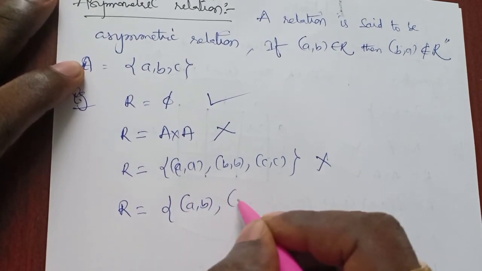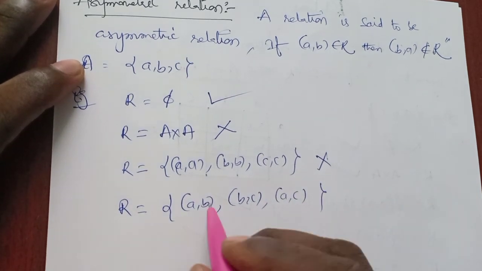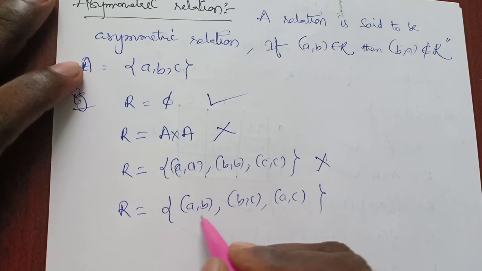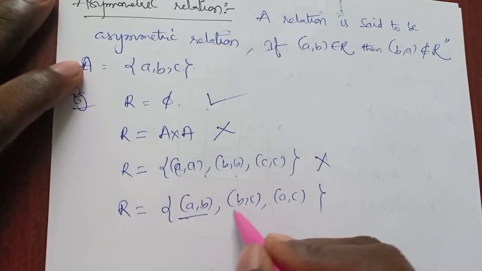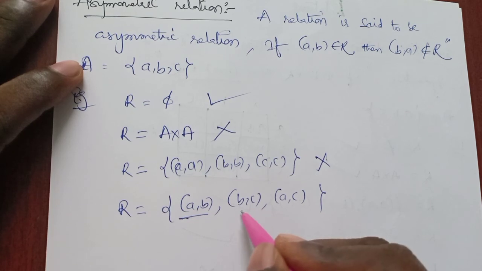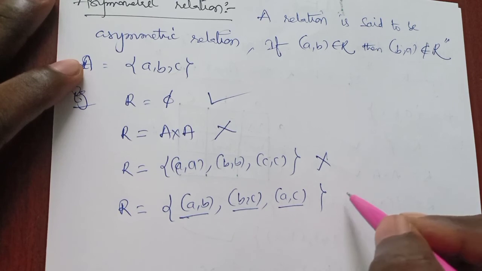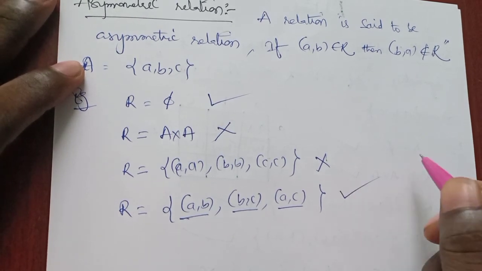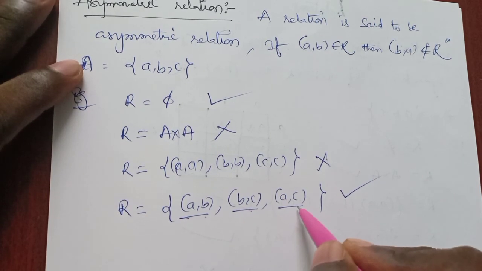Next, (A, B), (B, C), (A, C). Clearly here (A, B) is there but not (B, A), so no problem. (B, C) is there but not (C, B), so no problem. (A, C) is there but not (C, A), no problem with this. So clearly it is an asymmetric relation. Why? Because there is no (B, A), no (C, B), no (C, A).